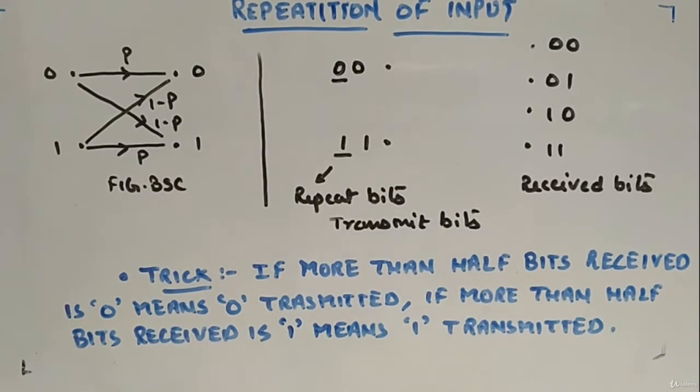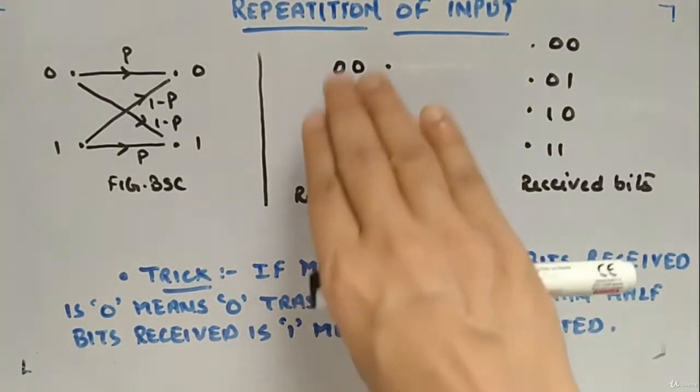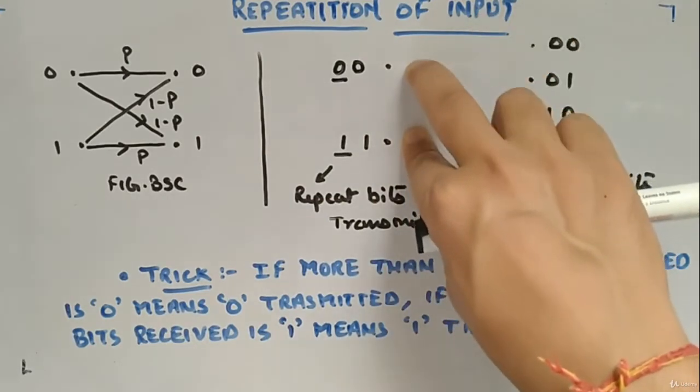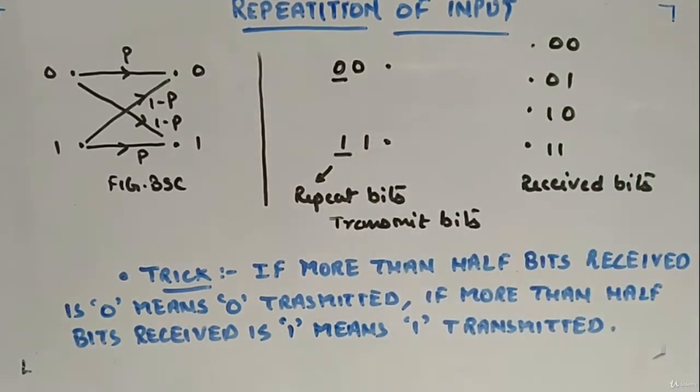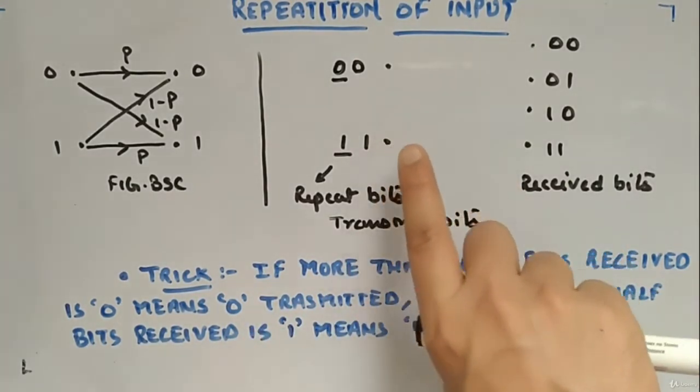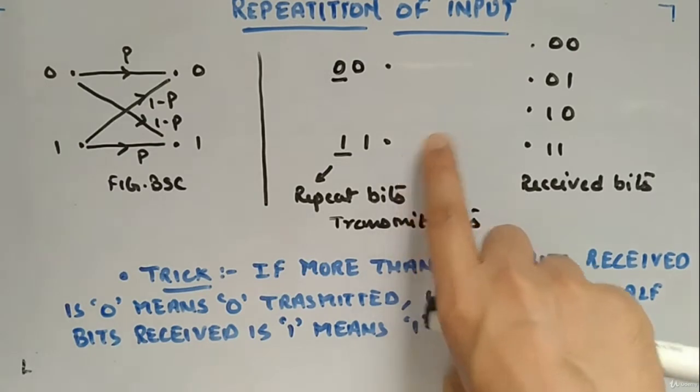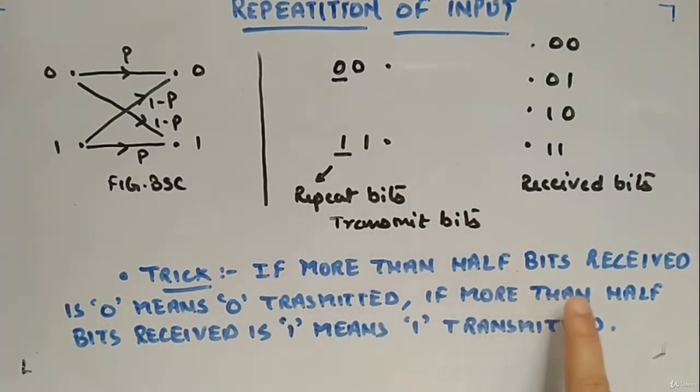Now the trick we are following to recover our actual bit is this: if more than half of the bits on the receiver side are 0, it means 0 has been transmitted from the input side. Mind you, we are just sending the repeats. The actual information is either 0 or 1 only. We have to figure out what has been transmitted, either 0 or 1. So how are we deciding? If more than half the bits received are 0, 0 has been transmitted. If more than half the bits received are 1, 1 is transmitted.